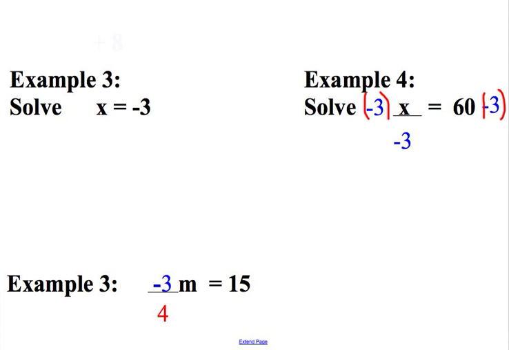We are using parentheses or a little dot between the numbers and the variables, so that we're not confused that x is not a variable. All right, these cancel, and they cancel meaning they divide into 1. Negative 3 divided by 3 is 1. 1 times x is x. And 60 times negative 3 is going to give you a negative 180.